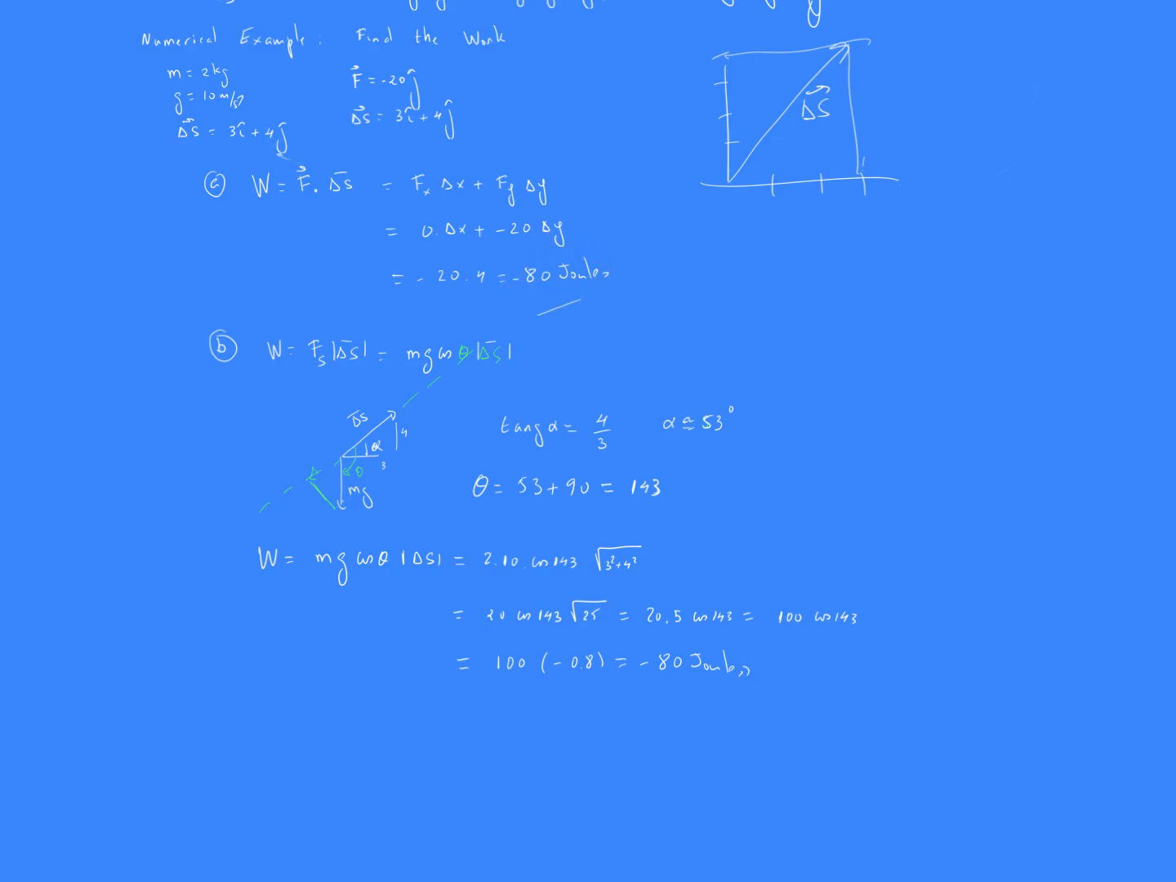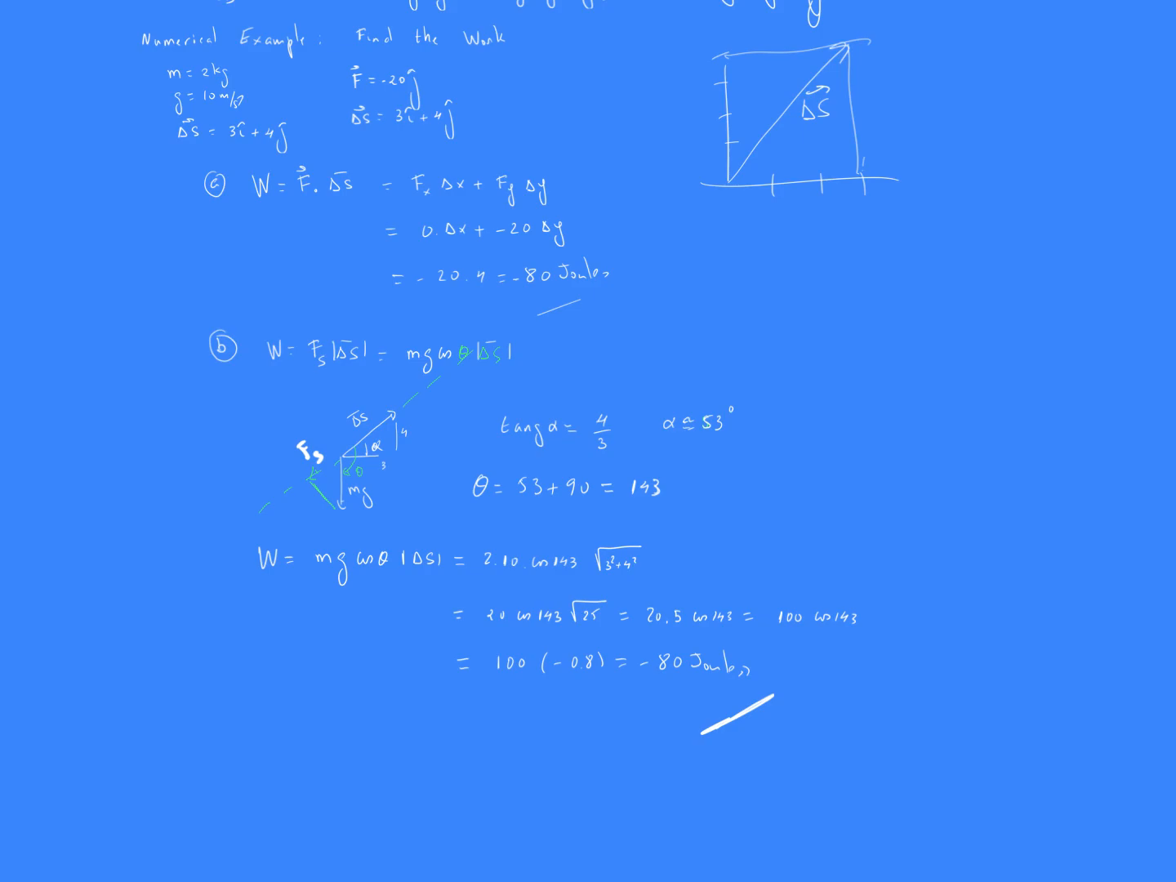So the work done by this force, the weight, is the force in the direction of the displacement, Fs, times the displacement. This force is in the opposite direction of the displacement, so it's a negative force, of course. So that's why the work is negative.